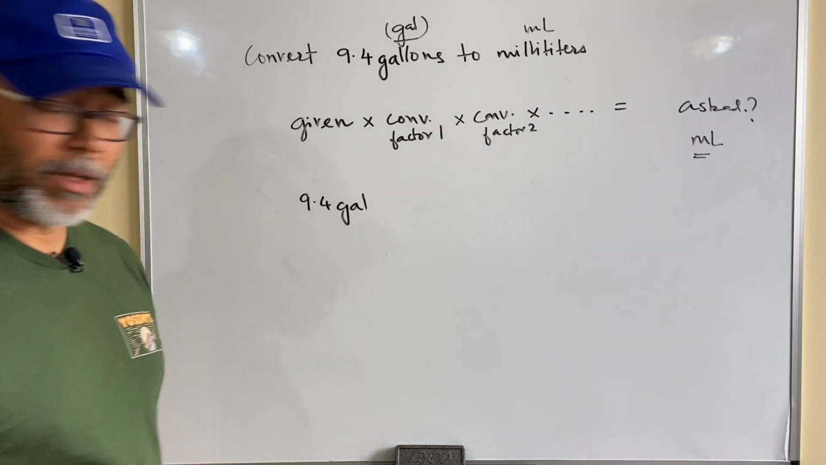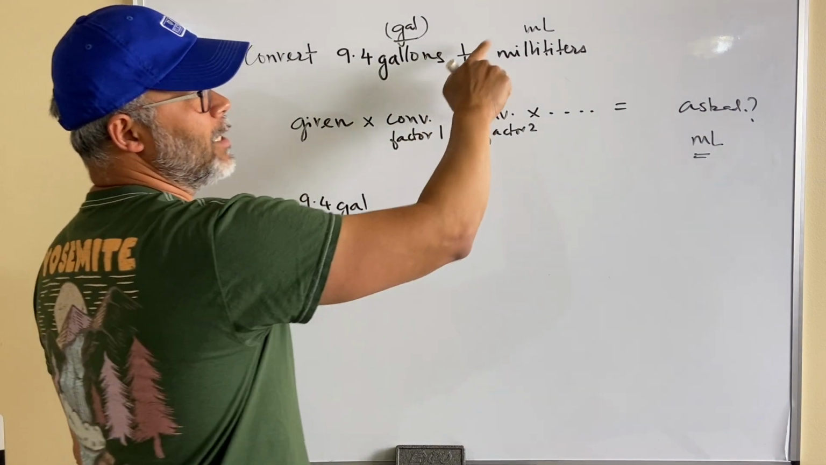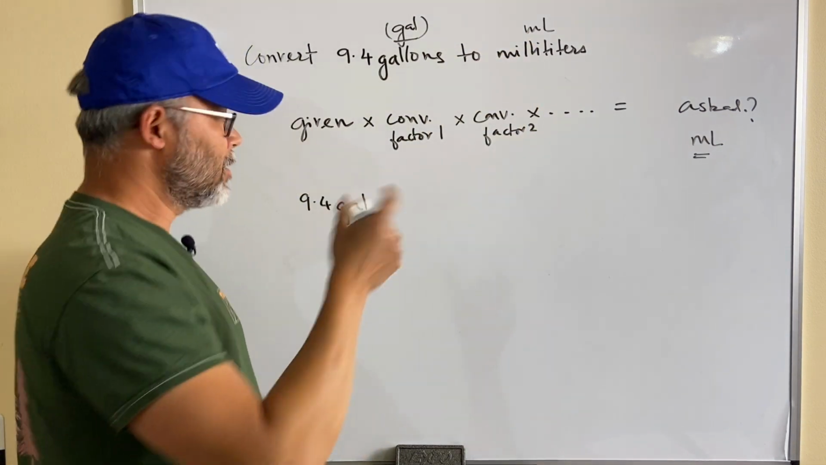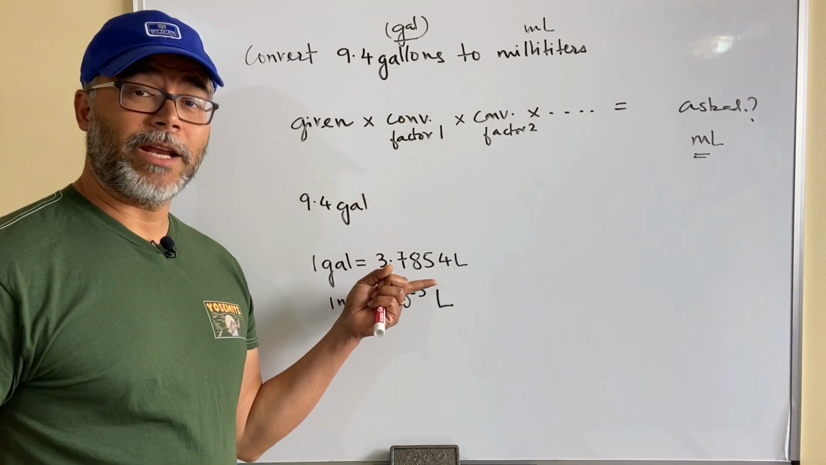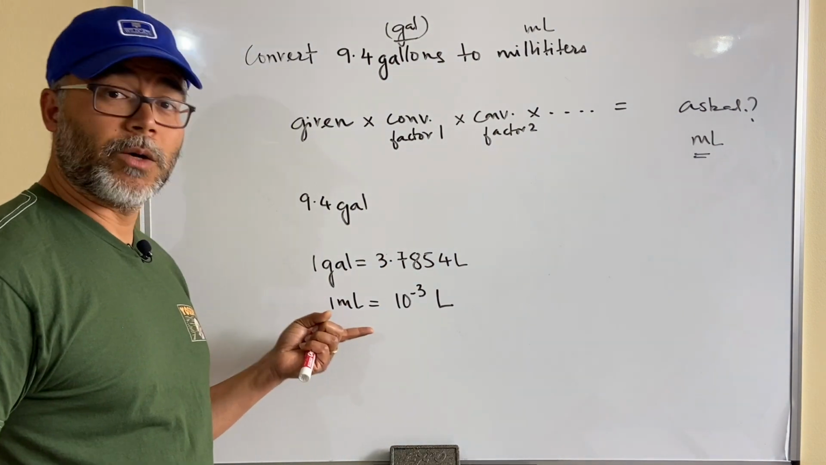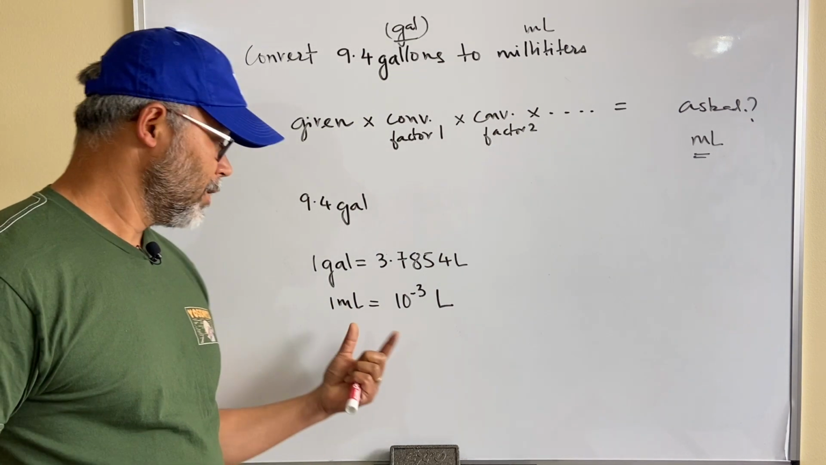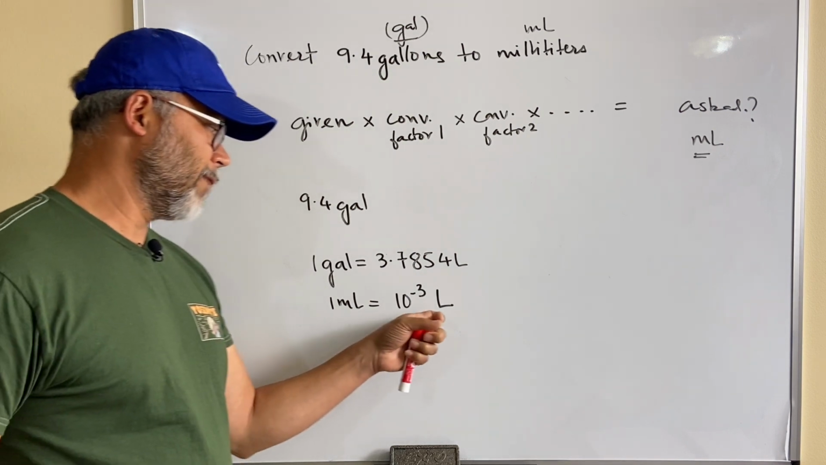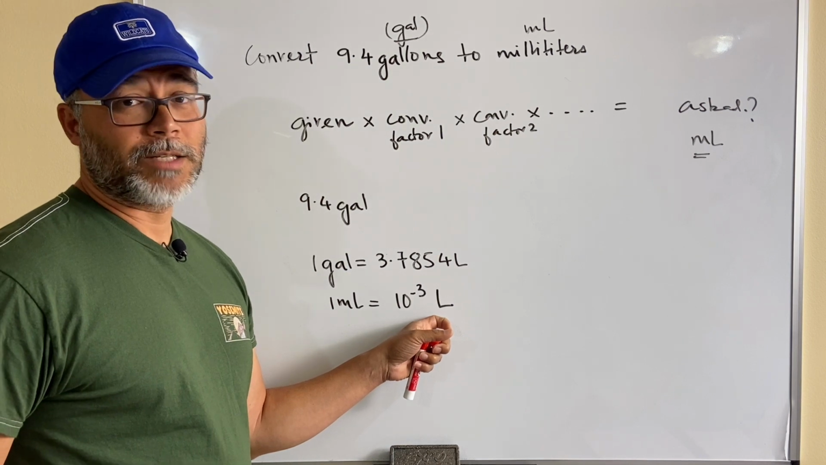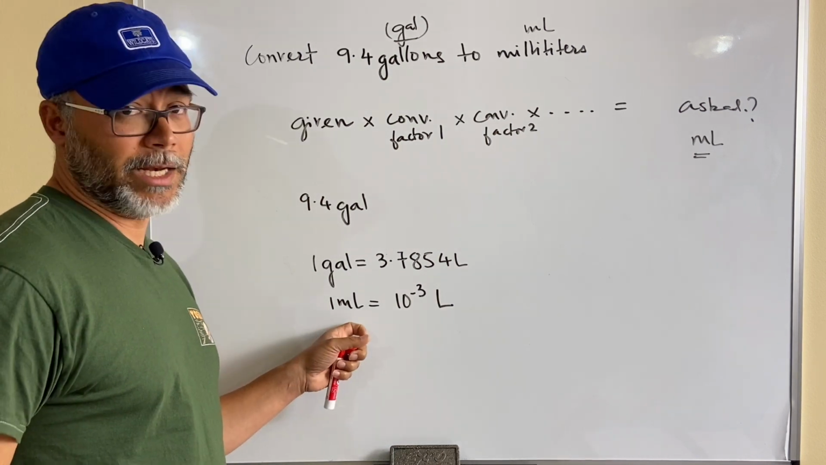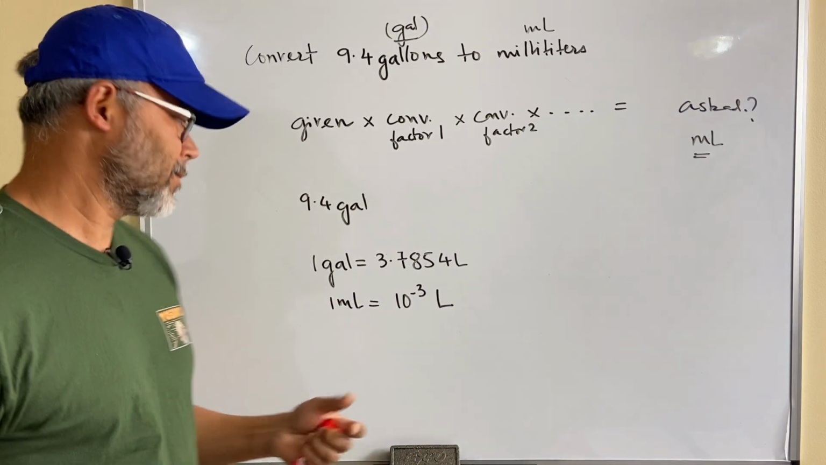You can look up a table and find the relationship between gallons and liters, and then liters to milliliters. For gallons to liters, from a table we pulled out that 1 gallon is equal to 3.7854 liters. For milliliters, we didn't get this from a table, we used prefixes to back into it. If liters are the unit to begin with, then taking liters and multiplying by 10 to the negative 3 gives you milliliters. A lot of this you're going to get better at with practice.